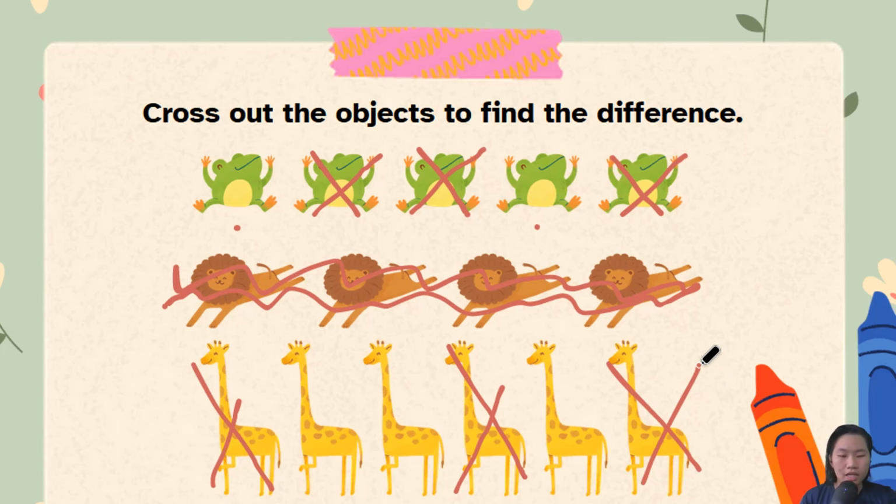All right, very good. What happens if I cross out one more? What's 5 minus 4? Oh, sorry. What is 6 minus 4?